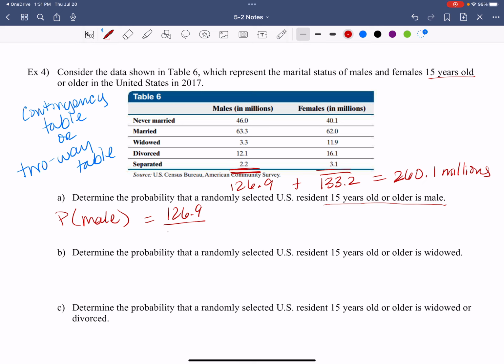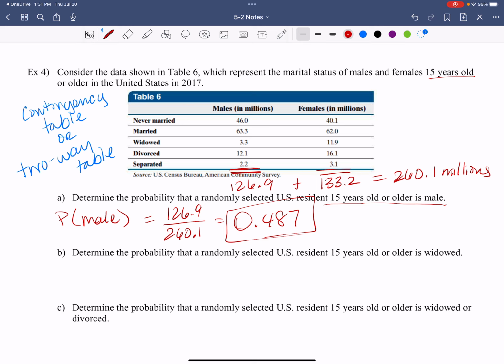126.9 out of 260.1. I know it's all in millions that we're looking at, so we don't have to write the word million there because it's all in the same unit. And it's probability. Probability is a decimal between 0 and 1. Let's take it to 3 places. What do you got? If I do this division to 3 decimal places, what do we have? 0.487. Good. So that's the probability based on this data that we're talking about, a male out of the total.